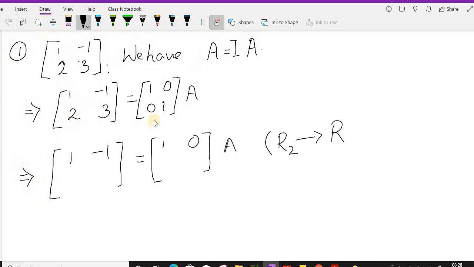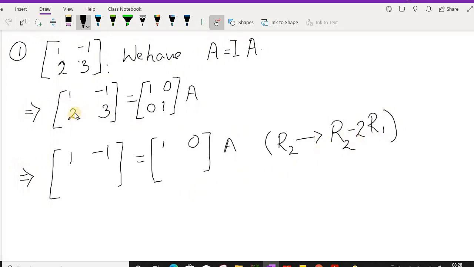What is this? Here it is minus 2, so you put minus 2 here. If it is minus 2, then you have to put 2. And we have R1, so you put R1. That's it. There is nothing more to worry about or think about.